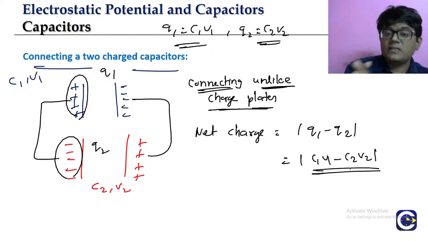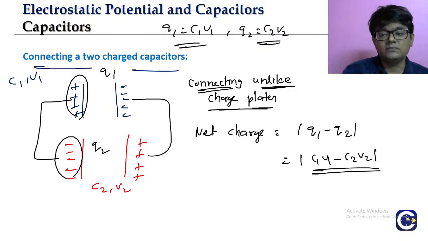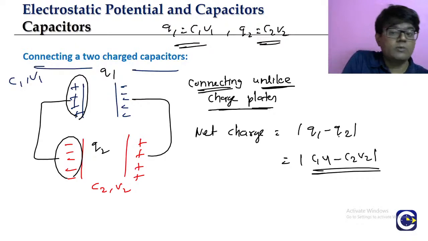But if they are different values, then what? They will partially cancel, so some amount of charge will remain. There will be some value for the net charge. Okay? So net charge is the modulus of Q1 minus Q2. Why are we using a modulus? Because we don't know which is higher. Maybe Q1 is greater or Q2 may be higher. So we are keeping a modulus. This is the net charge.